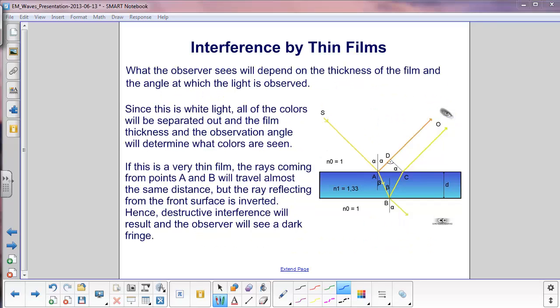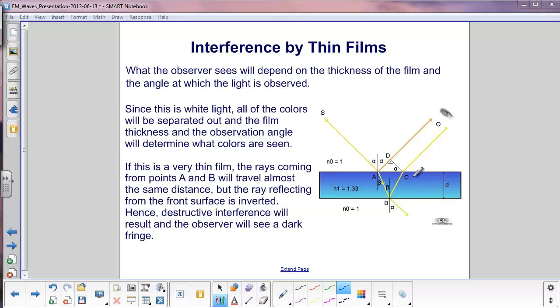What the observer sees will depend on the thickness of the film from here to here and the angle at which the light is observed. Since this is white light, all of the colors will be separated out, and the film thickness and the observation angle will also determine what colors are seen. That's similar to what we've discussed already with a prism and raindrops in a rainbow.